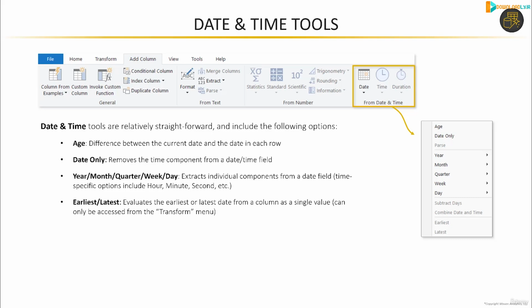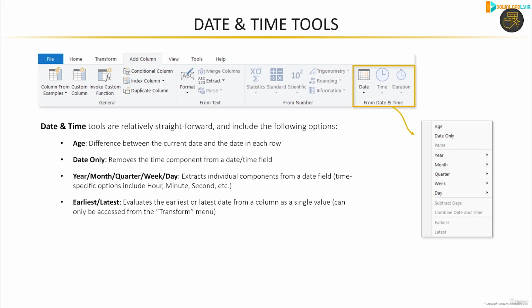You have the date only tool, which basically looks at any field that might contain both a date and a timestamp, and it strips out the time component and leaves you with just the date only. You also have your pretty basic set of date component functions like year, month, quarter, week, and day. And that just basically extracts individual components or individual attributes from the date field. And if you're selecting a field that has a timestamp as well, you'll also have similar time-specific options like hour, minute, and second.